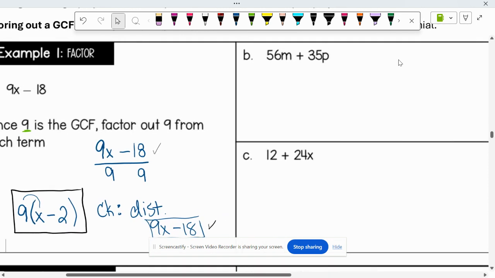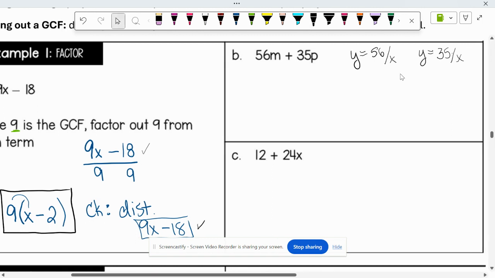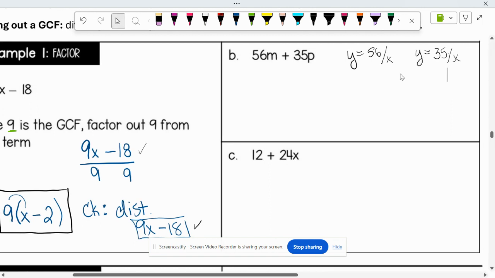You might need to use your calculator. Tell me what number divides both 56 and 35. So you might have to use your calculator and write y equals 56 divided by x and y equals 35 divided by x and go to your table and see what number divides them both. This is especially difficult if you don't know your math facts. Super easy if you know your math facts, but if you don't, this is a really hard task. That's why knowing how to do it on the calculator is beneficial. So what number divides both 56 and 35?